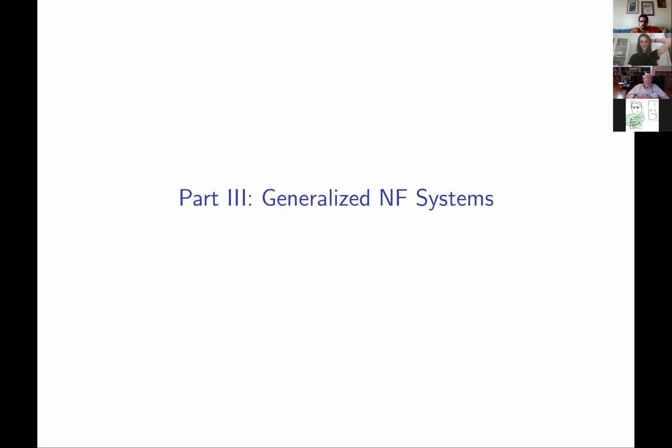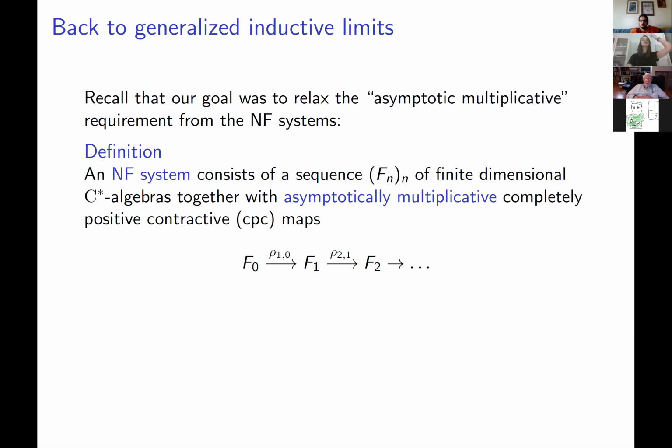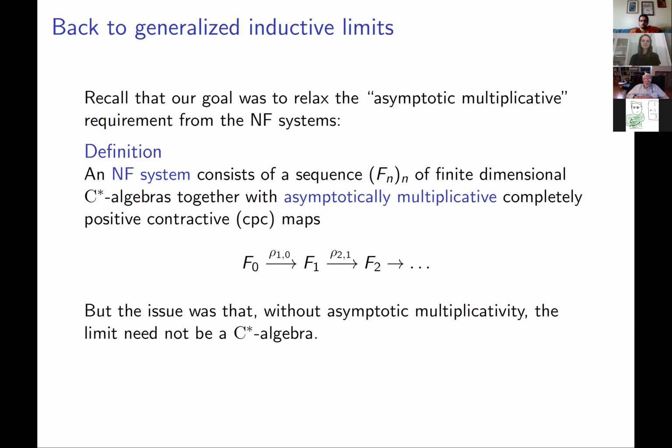Okay, so back to these NF systems that I started with. Remember that the whole reason I went into these order zero maps was that I want to relax this asymptotic multiplicativity requirement from these NF systems of Blackadar and Kirchberg. So here was the definition again: a sequence of finite dimensional C-star algebras with connecting maps that are not quite star homomorphisms, but asymptotically they act like star homomorphisms. And we wanted to relax asymptotic multiplicativity because these systems sort of automatically pick up quasidiagonality, and we don't want them to automatically pick up quasidiagonality. But the problem is if we drop multiplicativity or asymptotic multiplicativity, then we lose C-star structure.